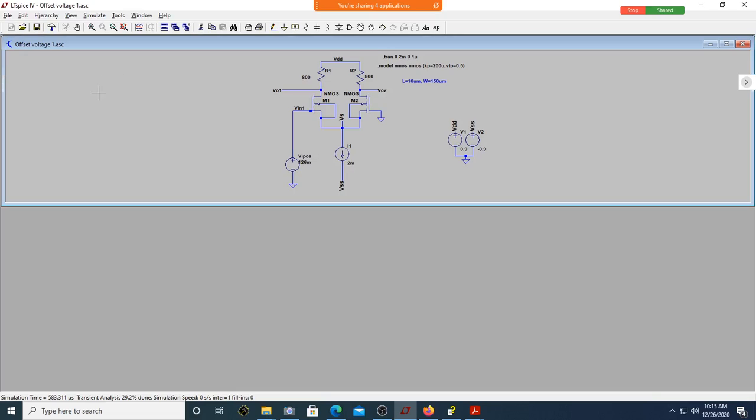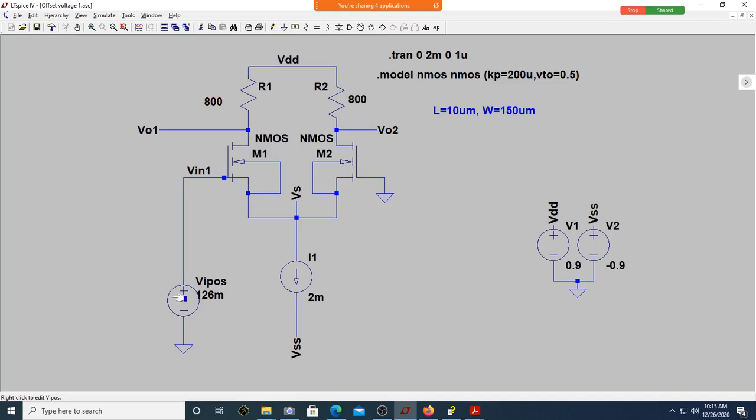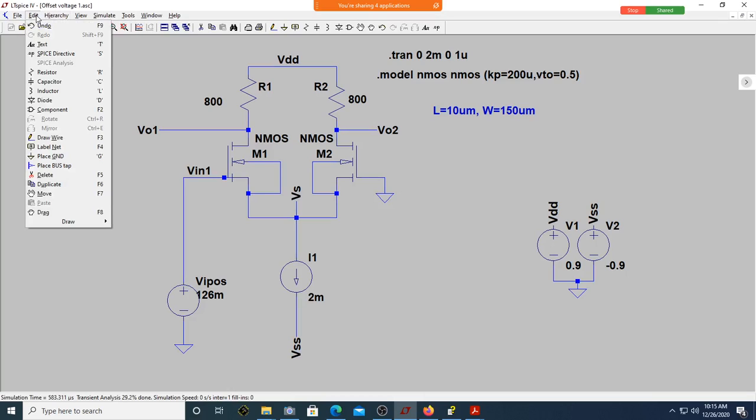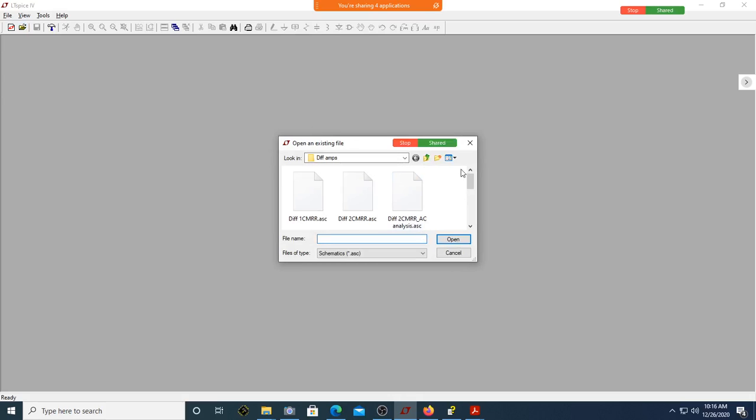Just a minute. Okay, why is it not stopping? Give me one minute. I don't know why. It is still simulating. I'm unable to run it. Let me see just why it is happening. So let me close it once. Let me open it again.